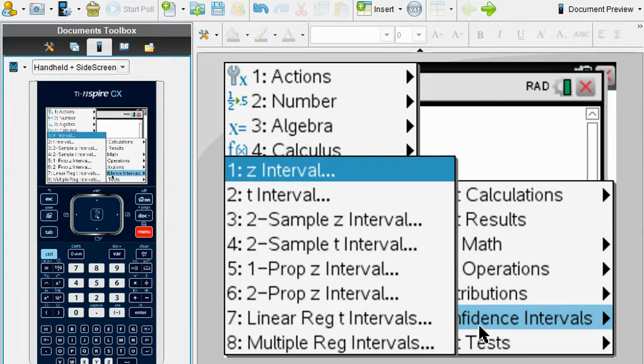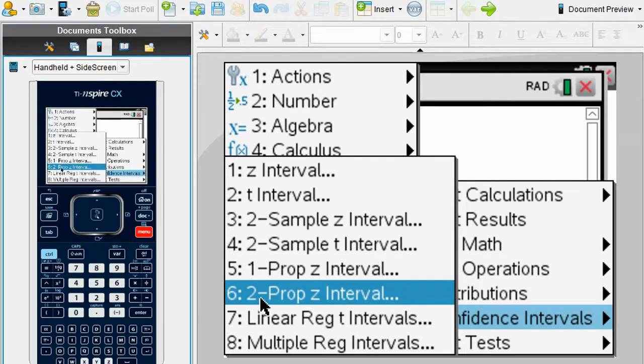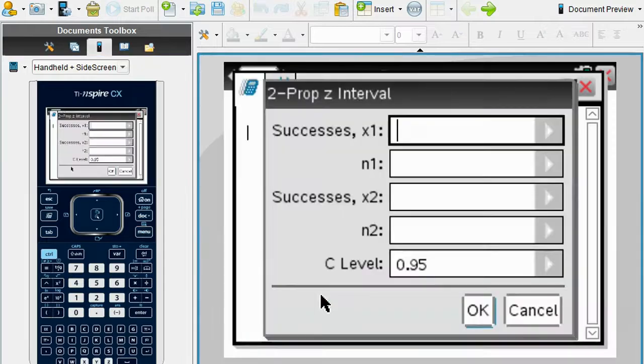Okay, so these are all the intervals that we're going to do for the rest of the year. We've already done the one proportion interval. That was our last unit. Now we're doing a two proportion Z interval. And then the rest of the year, we're going to do the rest of these. Same concept over and over. Okay, so let's do two proportion. Now you have to fill it in with the information given.